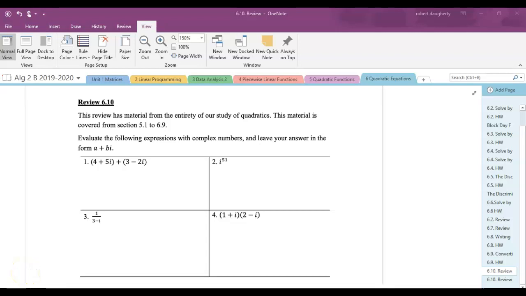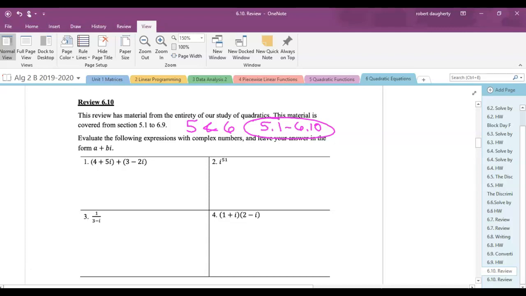Okay, Algebra 2. This is the biggest test you're going to have short of the final on this semester. It covers all things quadratic, our biggest unit. So we're covering everything on units 5 and 6, that goes from 5.1 to 6.10. So everything in there will be fair game.